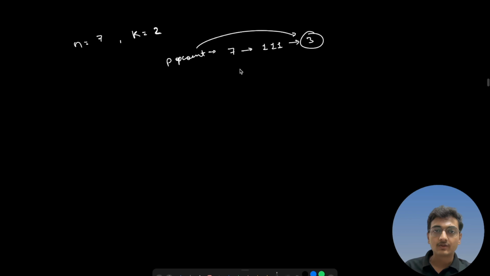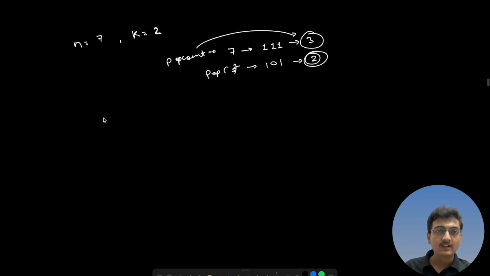Let's take one more example, say 5. We can represent it like this: 4, 0 and 1. So how many set bits are there? Two set bits. So the pop count of 5 will be equal to 2. I hope this definition is clear to you.